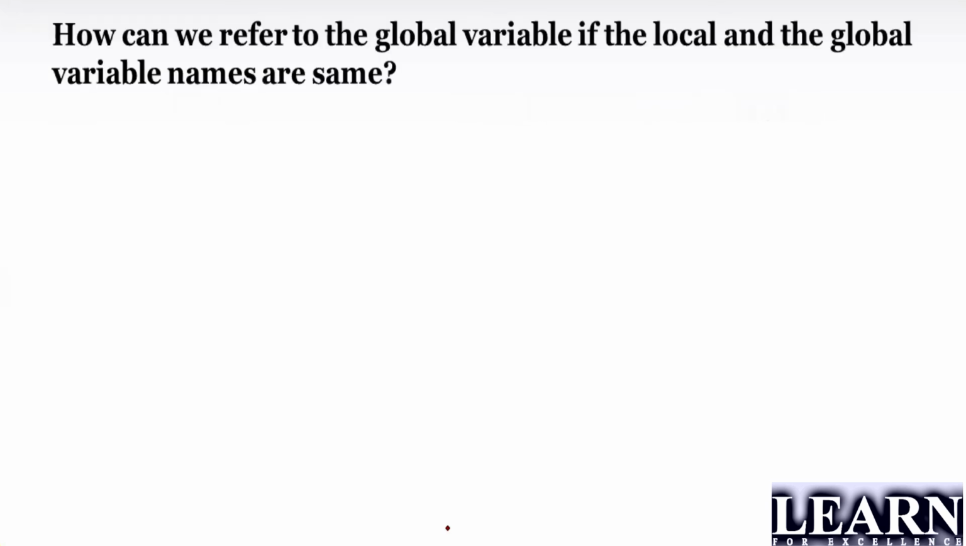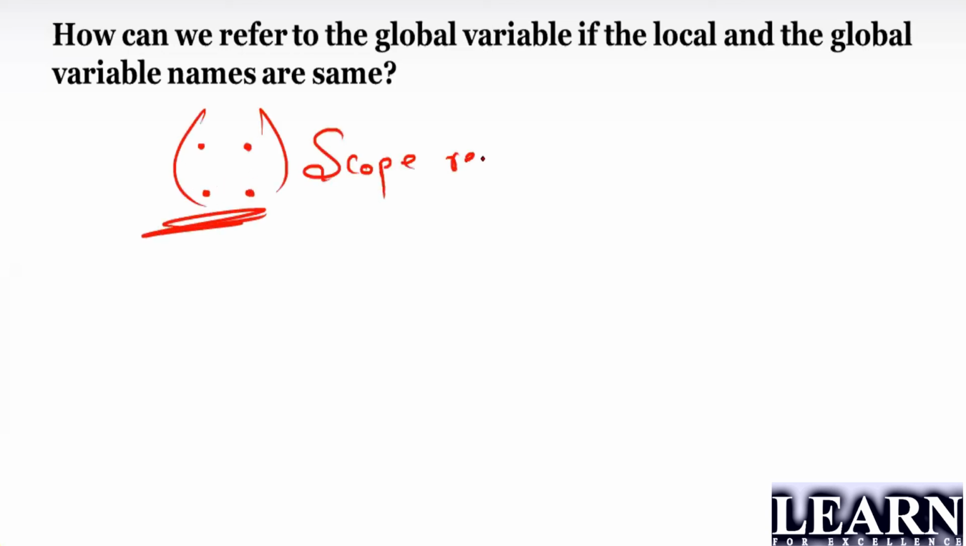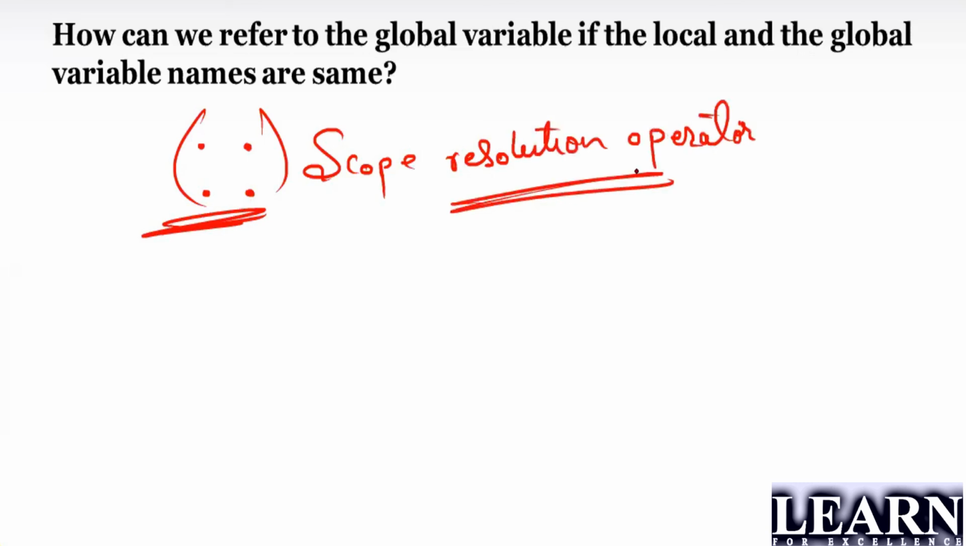How can we refer to the global variable if the local and global variable names are the same? You can use the scope resolution operator, which will take the scope to the global level.